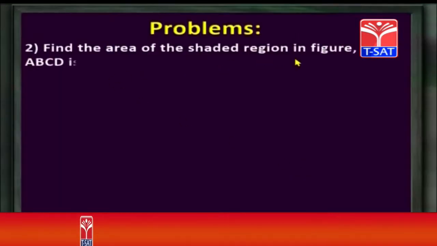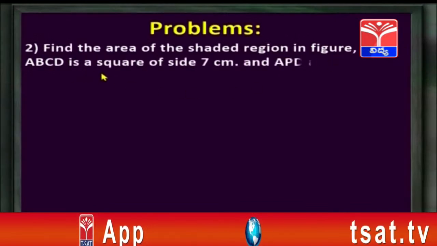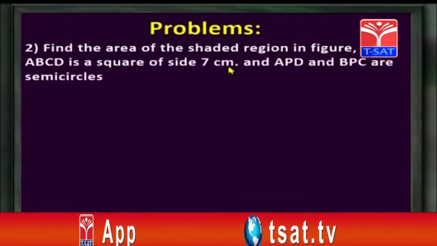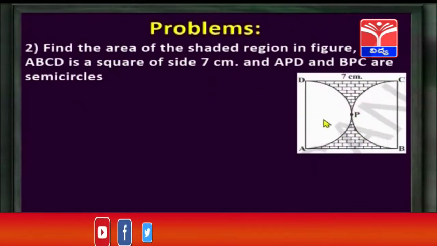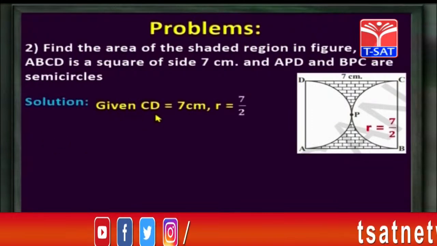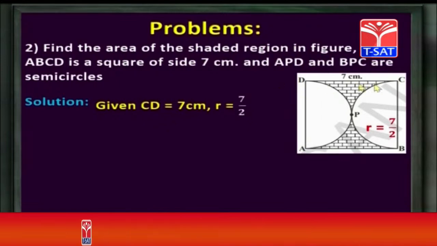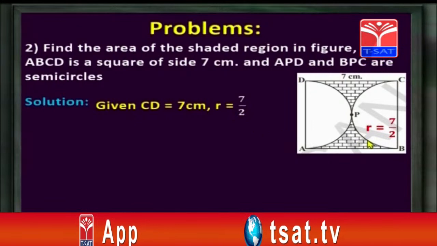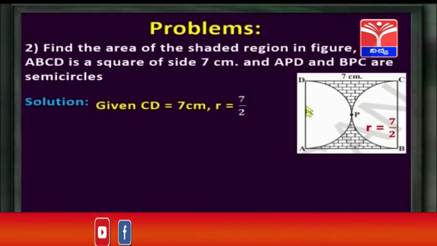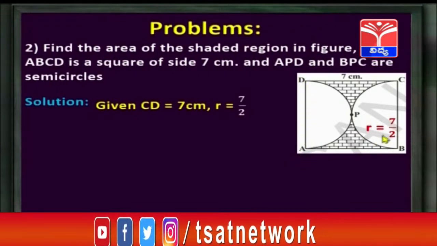Now let us see one more problem. Find the area of shaded region in the figure if ABCD is a square of side 7 centimeter and APD and BPC are semicircles. Now let us solve this. Given CD is equal to 7 centimeter, which is the length of the side of the square. R is equal to 7 by 2. Why did we get R as 7 by 2? Because the diameter is 7, so radius will be half of the diameter, which is R equal to 7 by 2.